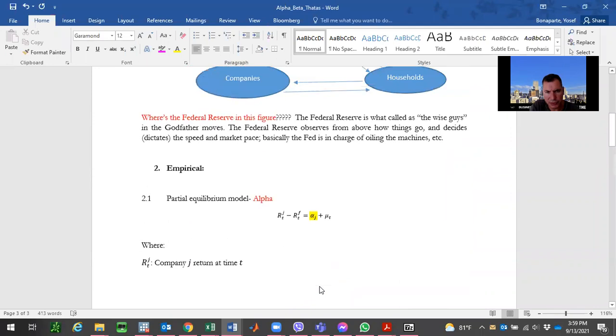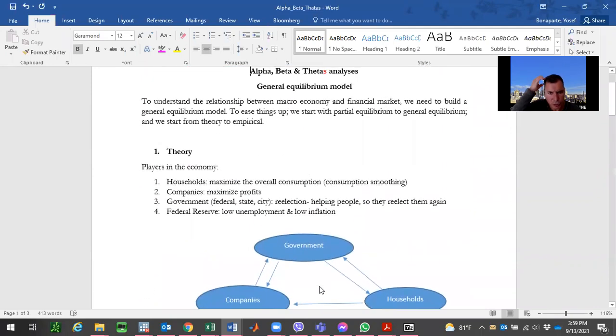Hopefully you enjoy this exercise and you learn a little bit about the general equilibrium model. Thank you.